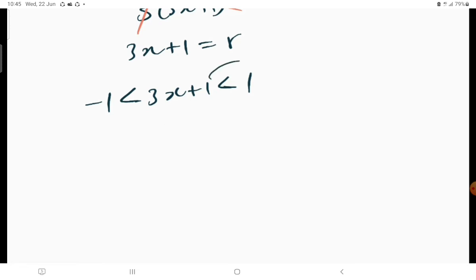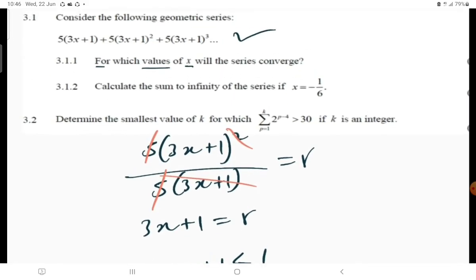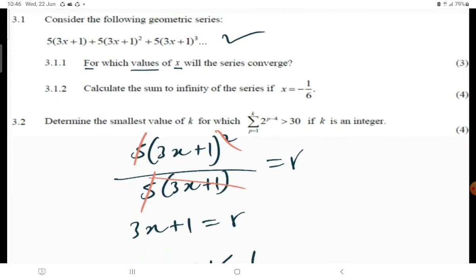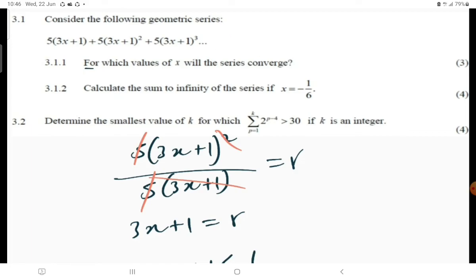Let's take the 1 to the other side. Then we have 3x, and 1 minus 1 is 0, while negative 1 minus 1 is negative 2. Then we divide by 3 on both sides, so we have x equal to 0 on that side, because 0 divided by 3 is 0, and negative 2 over 3 on the other side. So these are the values of x that make this series converge. Done. Let's come to the second question, which always follows this one.